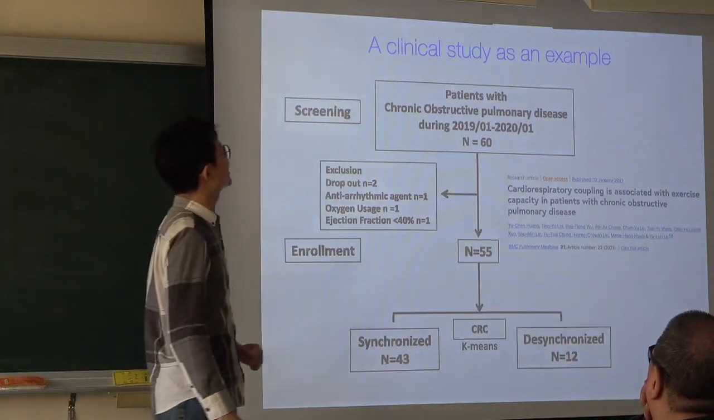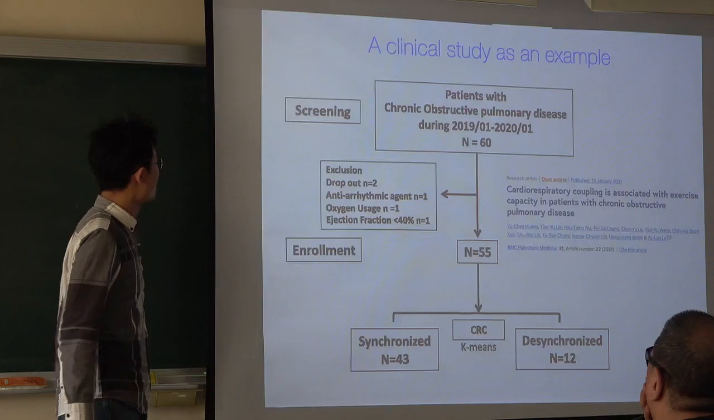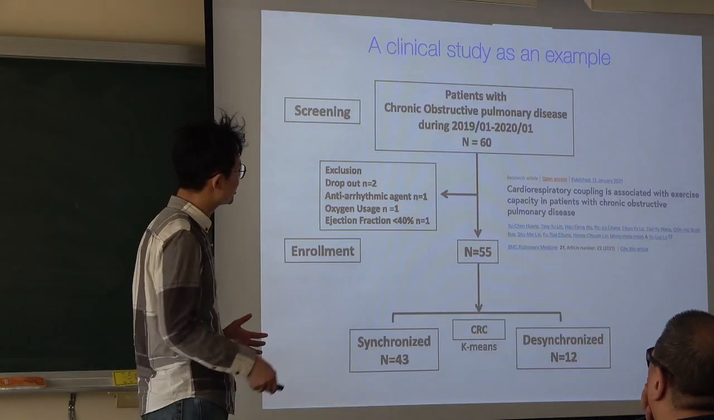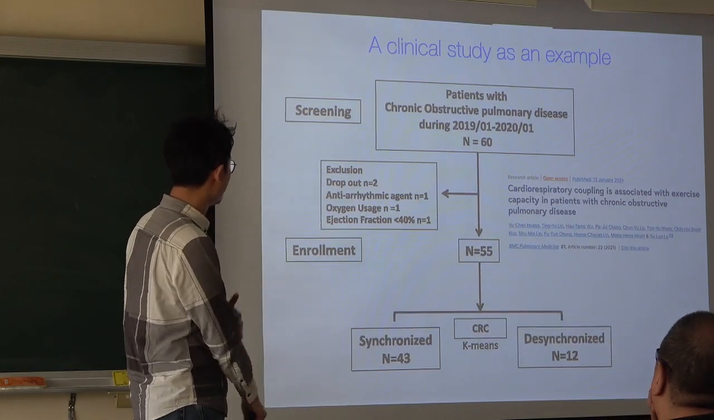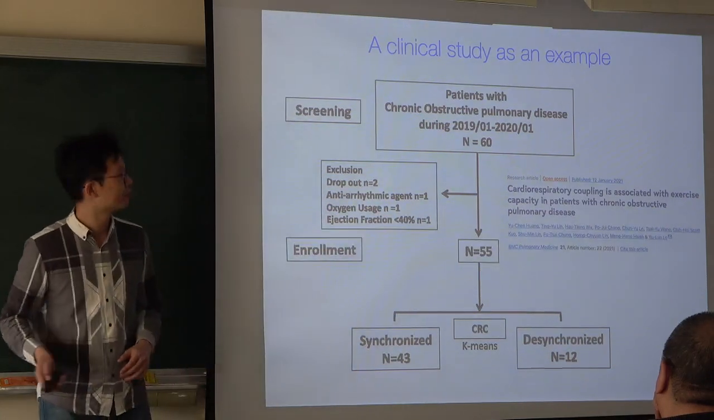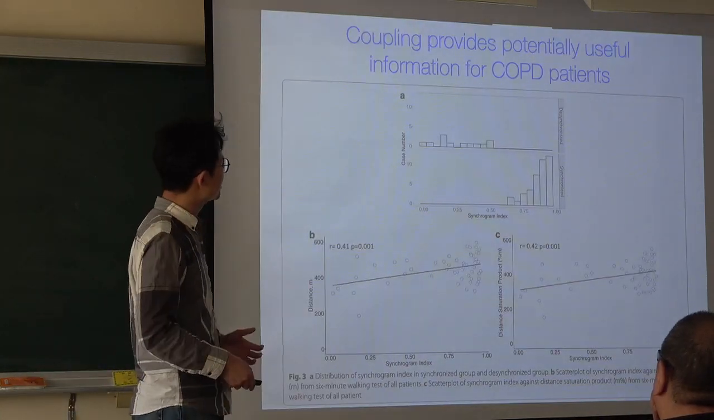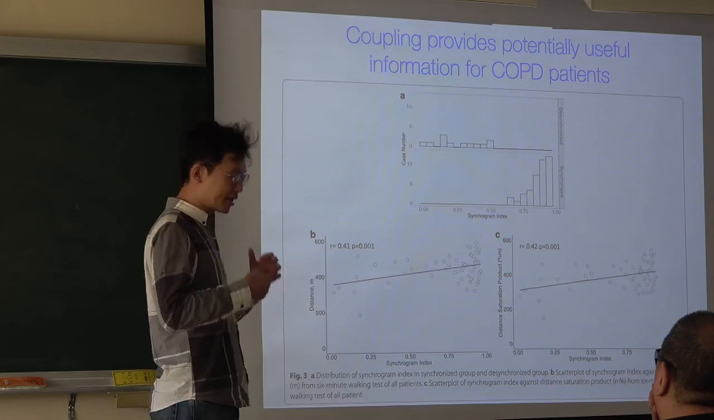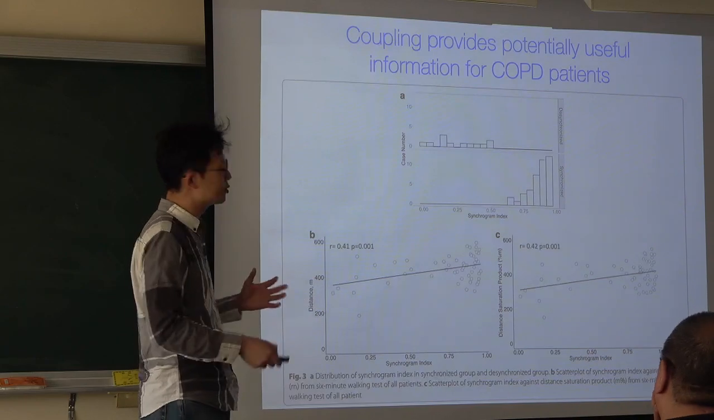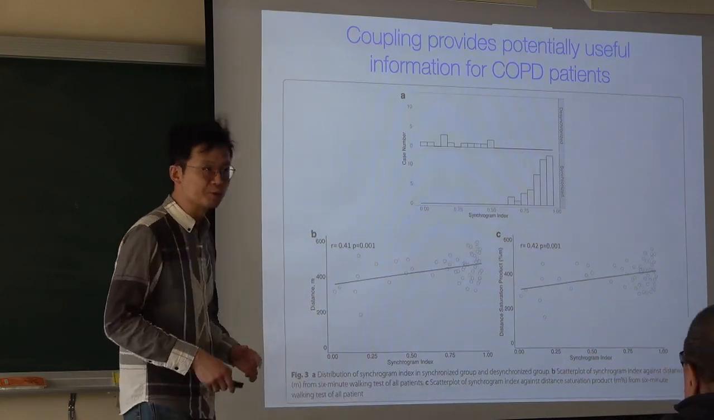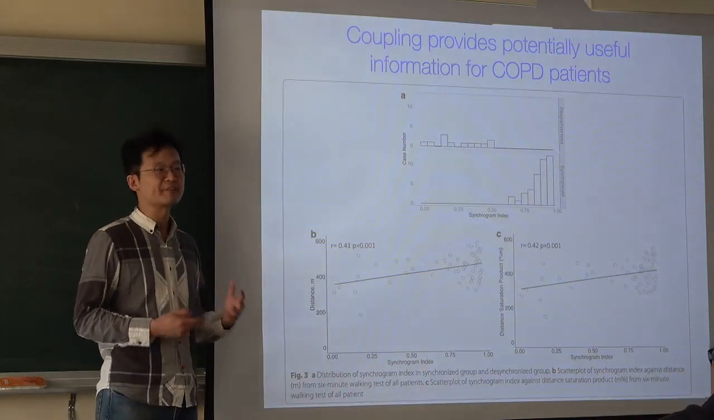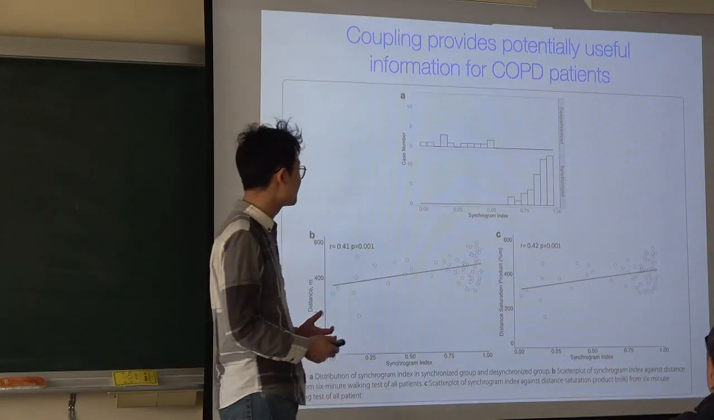Okay, so there is a clinical study as an example. I will not go into details, but if you have interest in clinical applications, that is the paper you can check. We collected some patients with chronic obstructive pulmonary disease, COPD. And what we did was we tried to quantify the coupling using synchrogram and classify the subjects into different classes. And we want to observe if a patient with COPD will have some inclination to develop something bad.